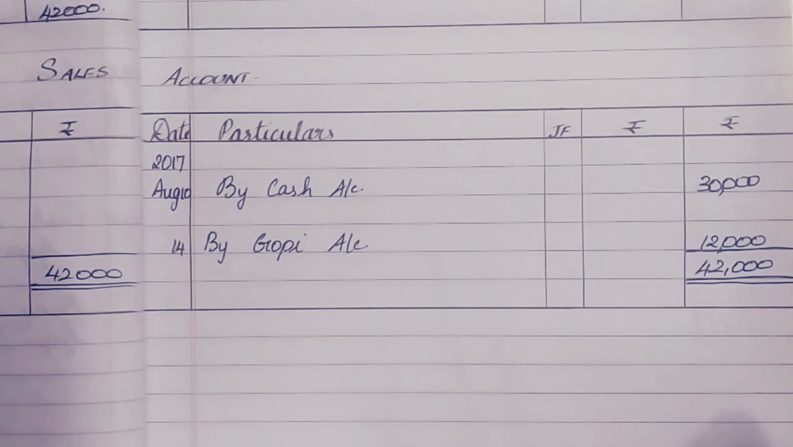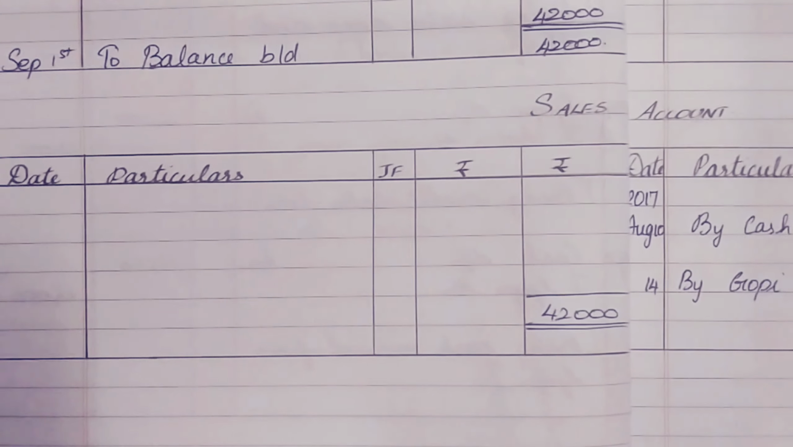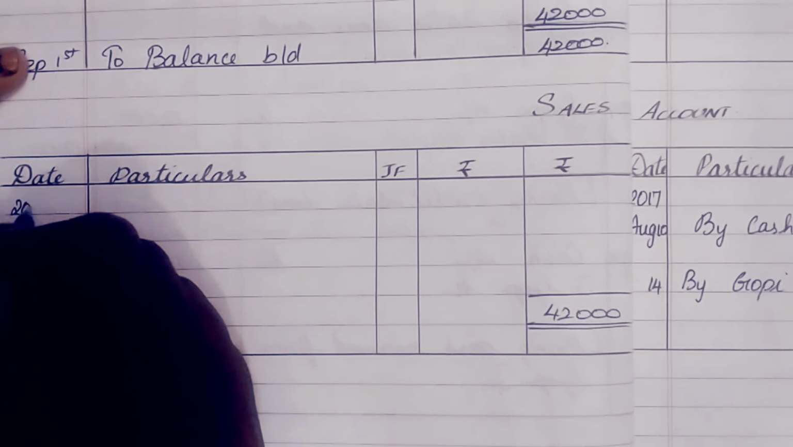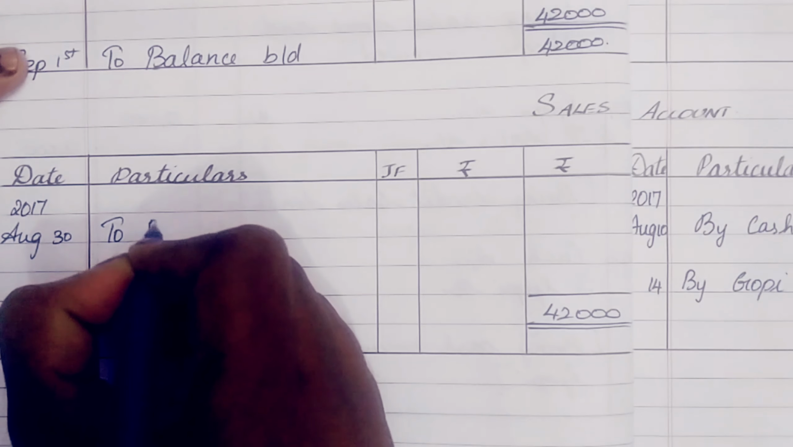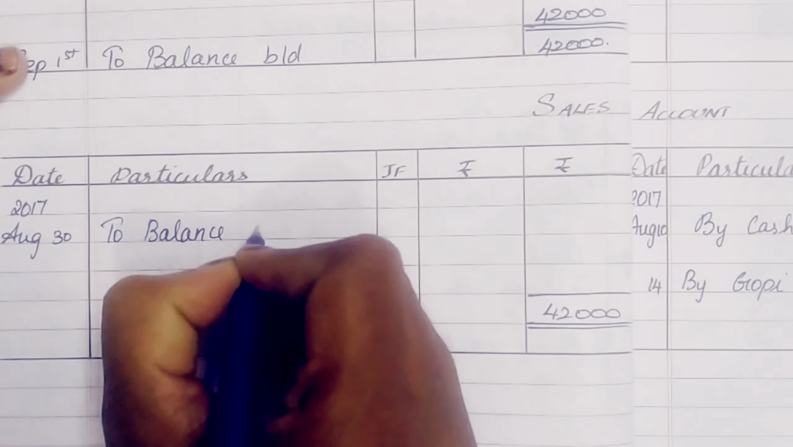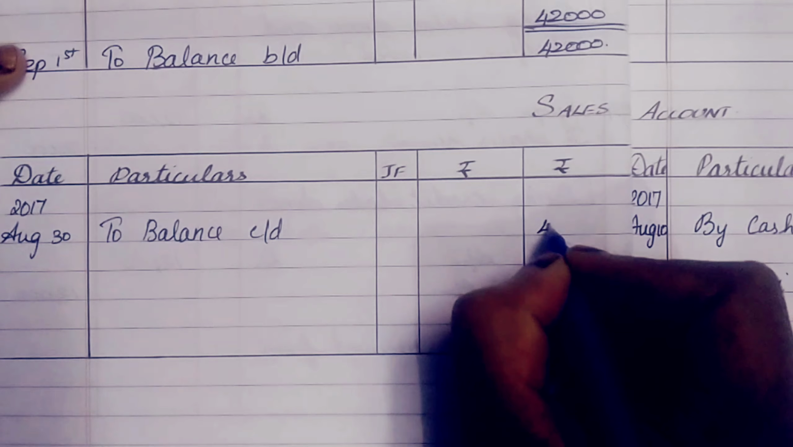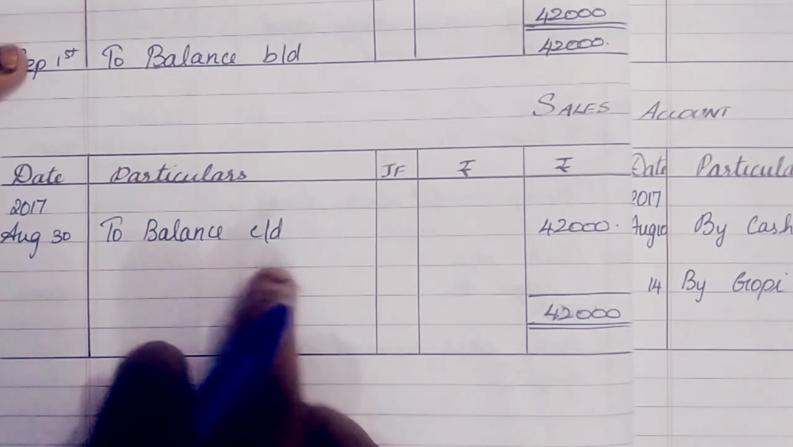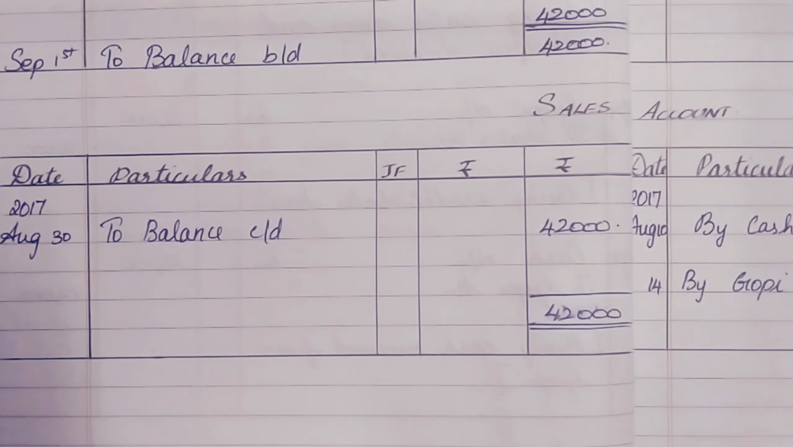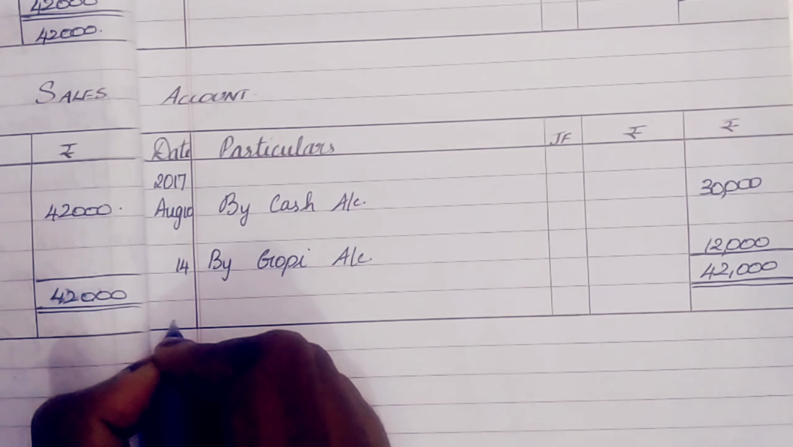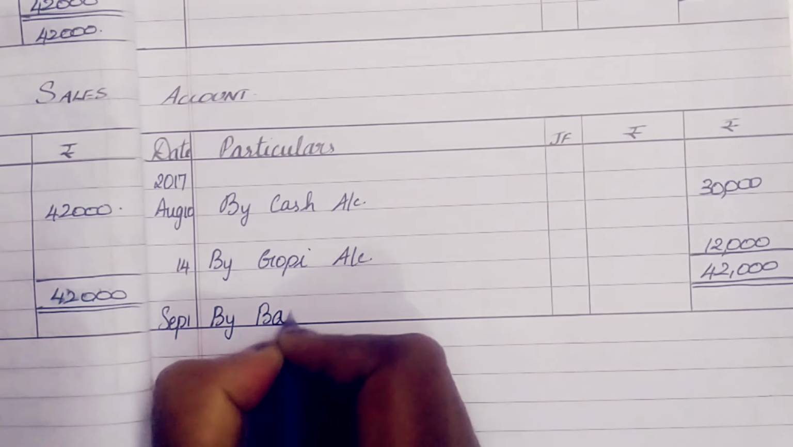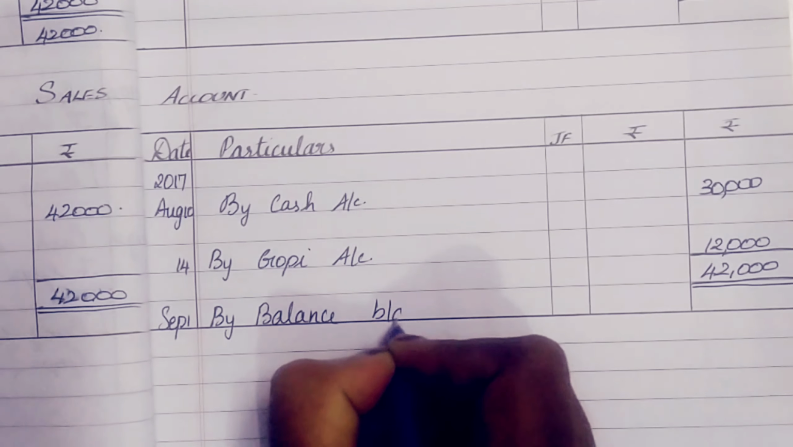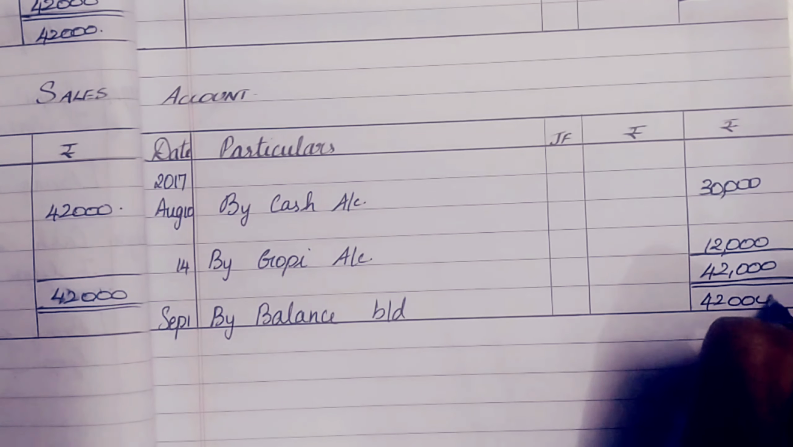Now next I'm going to move on to the least side, my debit side, and record the balance. The balance is recorded on the last date of the month, August 31st, to balance carried down. The same 42,000 minus nothing is 42,000. So this balance has to be brought down to the next month. I'm on the debit of the sales account, so I go to the credit of the sales account. On the credit side, September 1st, by balance brought down. The same 42,000 which we recorded for the carried down is to be written here.